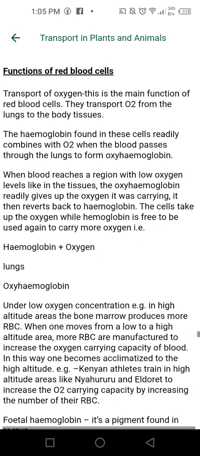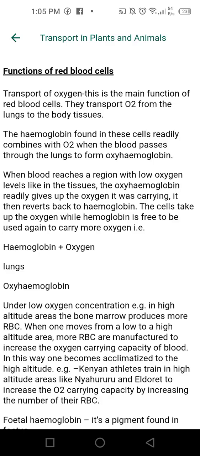This is the main function of red blood cells. They transport O2 from the lungs to the body tissues. The hemoglobin found in these cells readily combines with O2 when the blood passes through the lungs to form oxyhemoglobin. When blood reaches a region with low oxygen levels, like in the tissues, the oxyhemoglobin readily gives up the oxygen it was carrying. It then reverts back to hemoglobin.